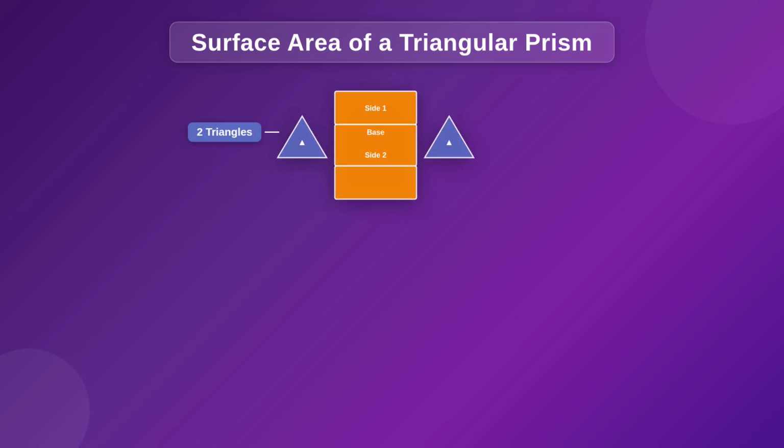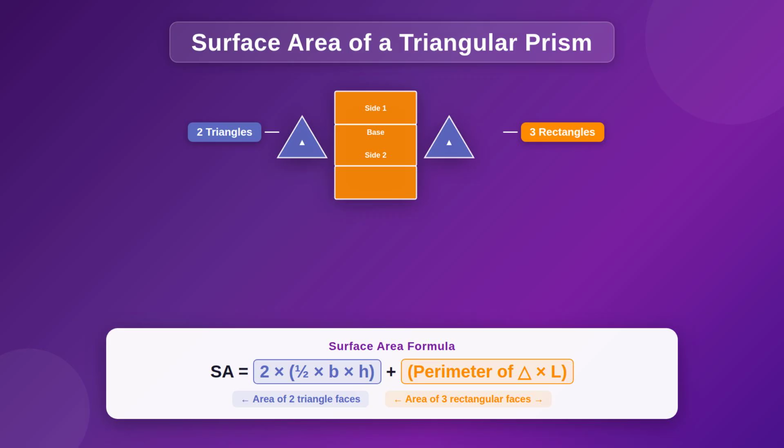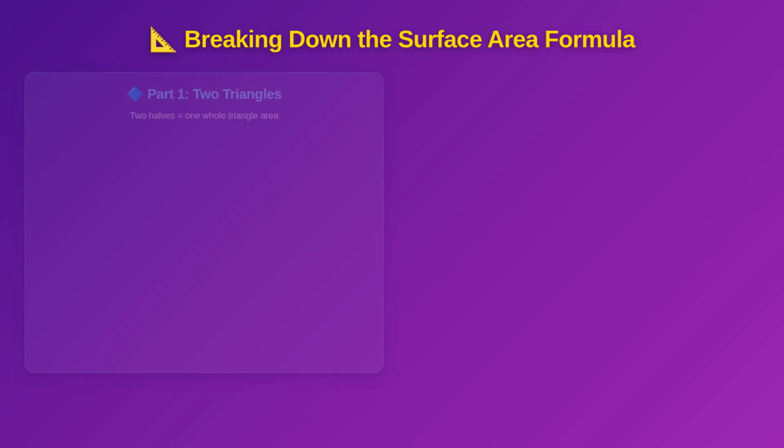Now, surface area is different. It answers the question, how much material do you need to cover the outside of the shape? Maya needs to know this so she can buy the right amount of fabric for her prop. Surface area equals the sum of all the faces. That means 2 triangles plus 3 rectangles. The formula is surface area equals 2 times 1/2 BH plus the perimeter of the triangle times the length. Let's break that down piece by piece so it's crystal clear.